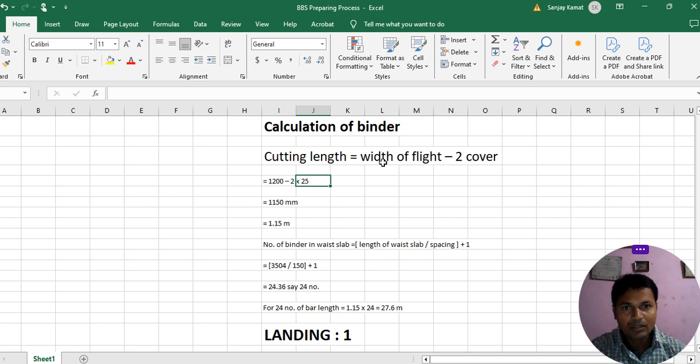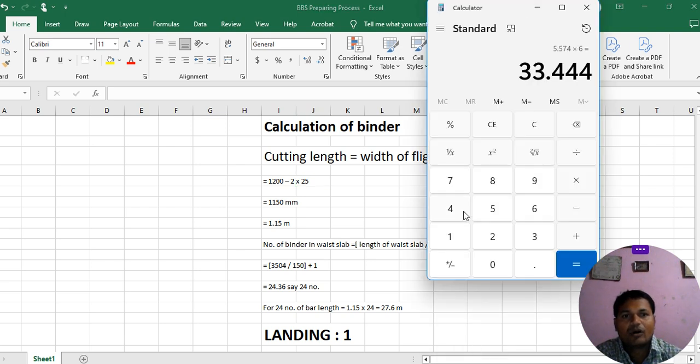Since we now have width of the flight minus 2 cover, what do you do? Subtract this, subtract 50 minus 50 from the 1200. So how much will it come? 1150 mm. So if you convert this 1150 mm into how much?